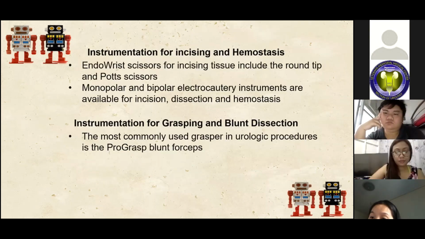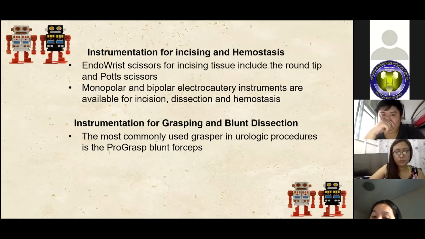So for instrumentation for incising and hemostasis for your robotic instruments, EndoWrist scissors for incising tissue include the round tip and hot shears. Monopolar and bipolar electrocautery instruments are available for incision, dissection, and hemostasis.